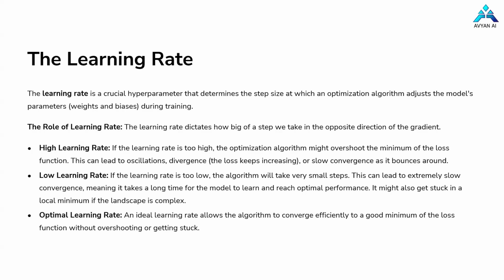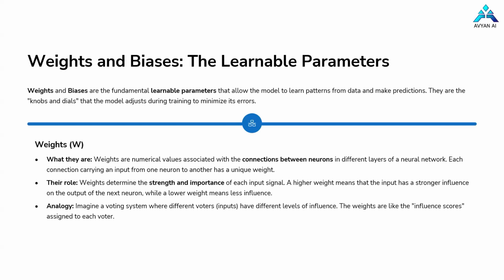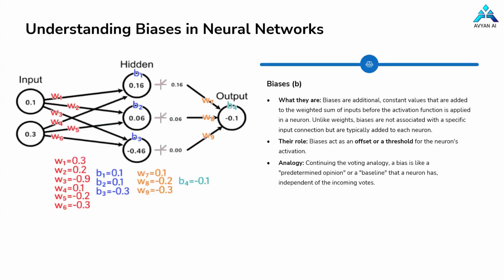Another important point that we need to understand is weights and biases. These are the parameters that the model will learn. People who know neural networks know these weights and biases. These are the fundamental learnable parameters. What are weights? They are numerical values associated with connections between neurons. I was not able to fit this diagram there, so I put it in the next slide. But this is a neural network. The weight is the value that carries from one neuron to another.